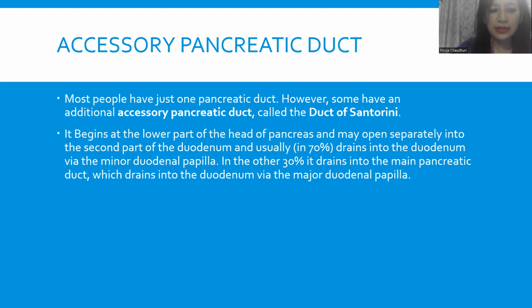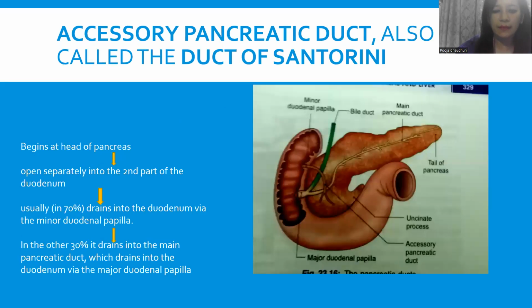Now we come to the next, that is the accessory pancreatic duct. Many people have just one pancreatic duct, however, there are some people who will have an additional pancreatic duct, which is called the duct of Santorini. This begins at the lower part of the head of the pancreas, and then it may open separately into the second part of the duodenum, usually draining into the duodenum via the minor duodenal papilla. And in the other 30%, it drains into the main pancreatic duct, which drains into the duodenum via the major duodenal papilla.